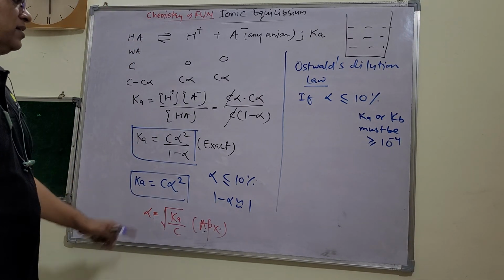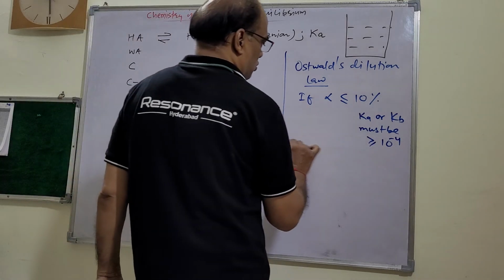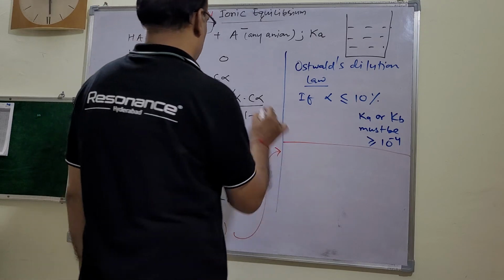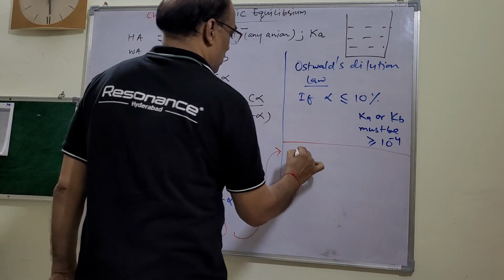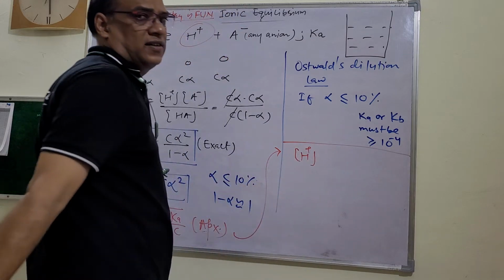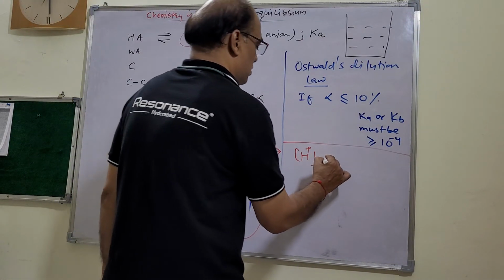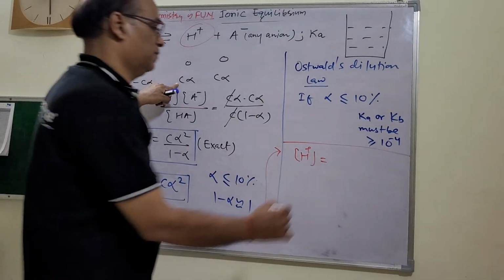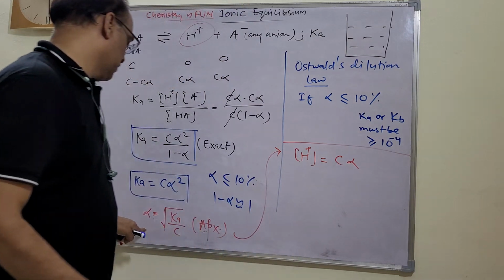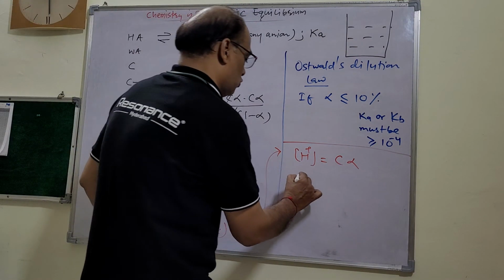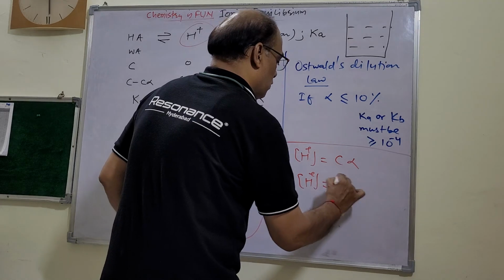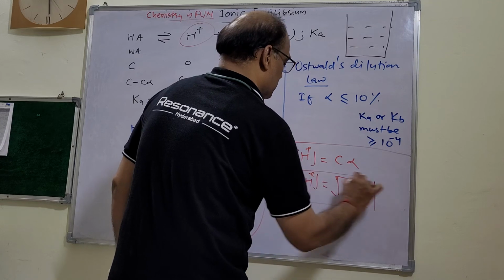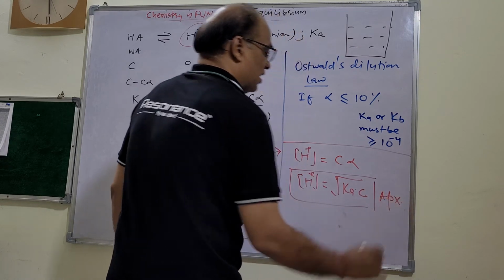Okay. So by knowing this alpha, what can I do? This is the cautionary thing. From here, we want the H ion concentration, because in an acid we are interested in H ion concentration. So the H ion concentration is C alpha. You can put the approximate value of alpha, root over Ka by C. So H ion becomes root over Ka into C. This expression you can remember, but it is approximate, not exact.